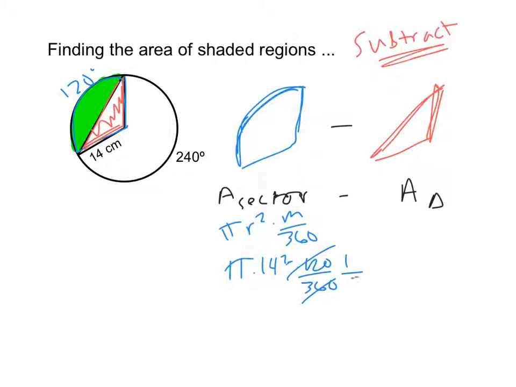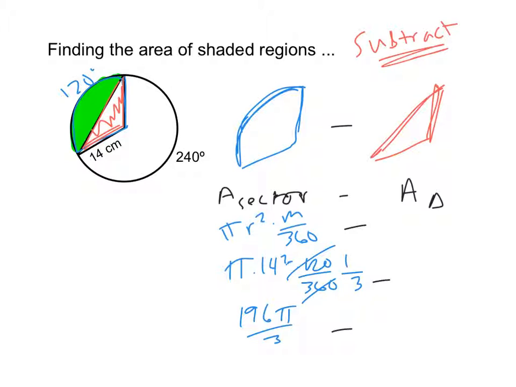And you might want to simplify that to 1/3. So I'm doing 14 squared, which is 196 pi over 3. I'm going to leave it just like that to keep it in exact form, because if I divide that in the calculator, I'm going to get a decimal. And then I want to subtract.